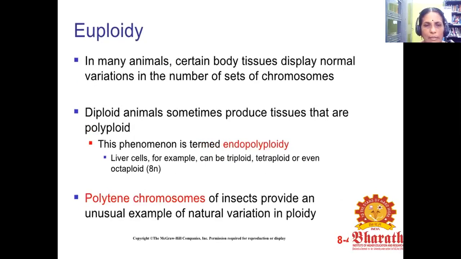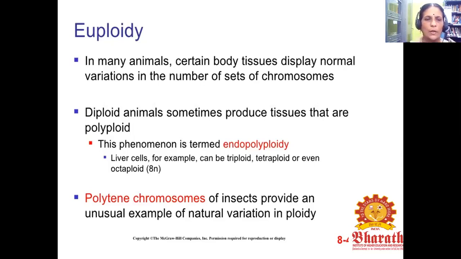In many animals, certain body tissues display normal variations in the number of sets of chromosomes. So diploid animals sometimes produce tissues that are polyploid. This phenomenon is termed endopolyploidy. A liver cell, for example, can be triploid, tetraploid, or even octoploid, so nothing but 8n.